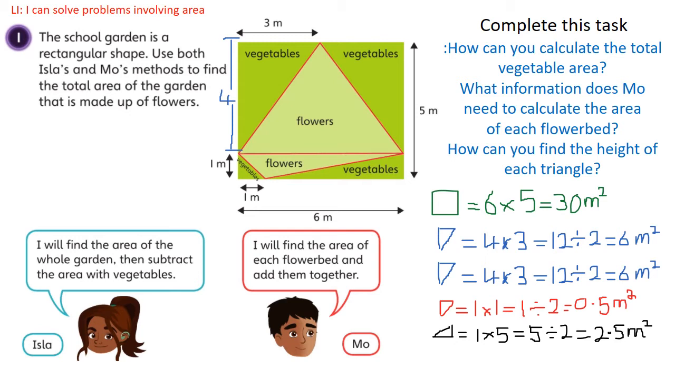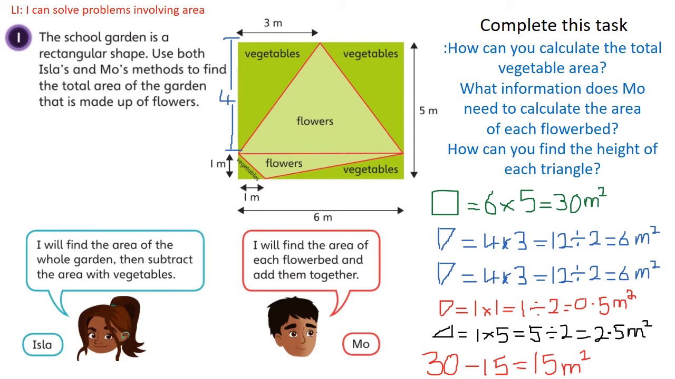So I'm going to have to add up all my vegetable areas. So I've got 6 meters squared plus 6 meters squared plus 0.5 plus 2.5. So that's going to give me 15 meters squared. So going back to what Isla said, you take the whole garden, that's 30. You take away the vegetable areas, that's 15. And so you are left with 15 meters squared.